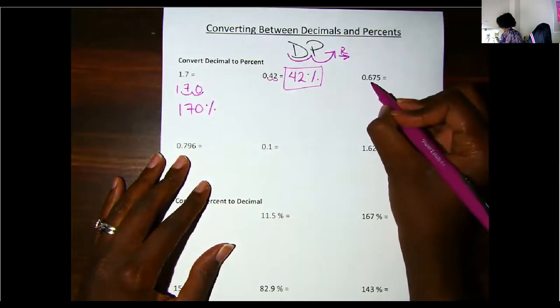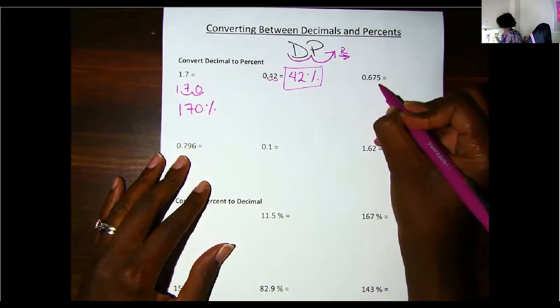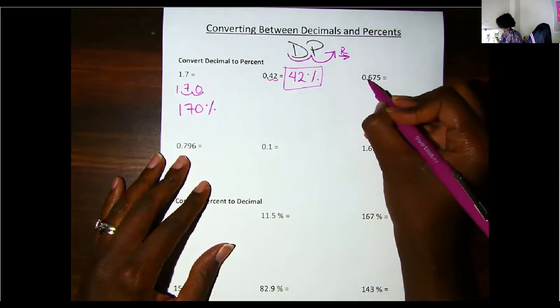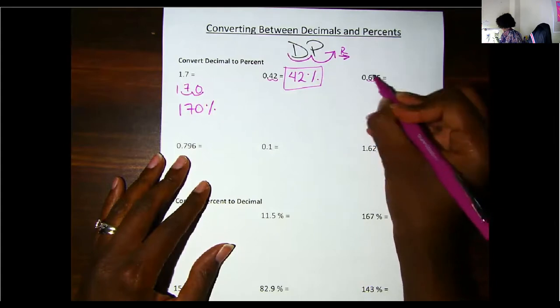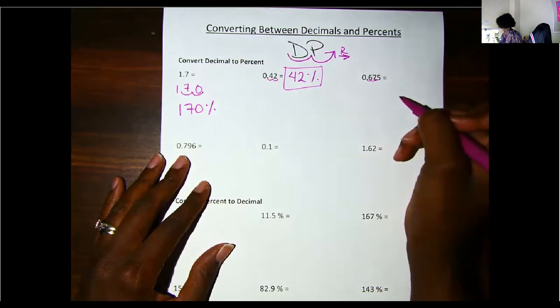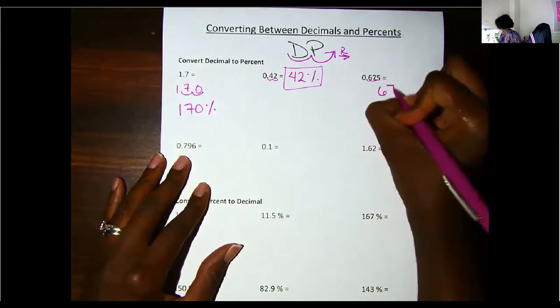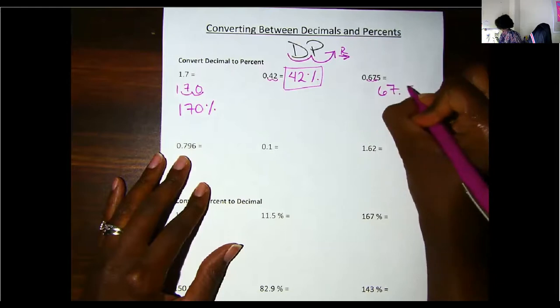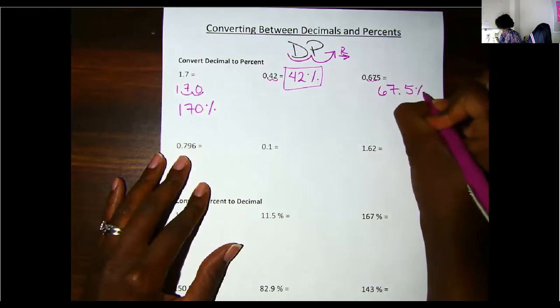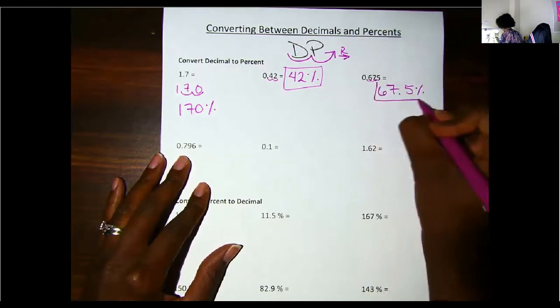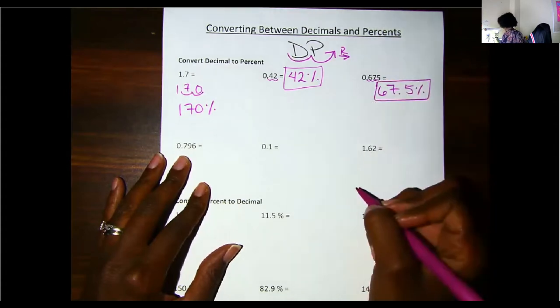How about this one? I have 675 thousandths. I want this in a percent. Here's the decimal. I'm going to move it 2 to the right. 1, 2. Notice I still have numbers behind the decimal. So when I write my answer, it's going to be 67.5%. Yes, you can have a decimal as a percent.